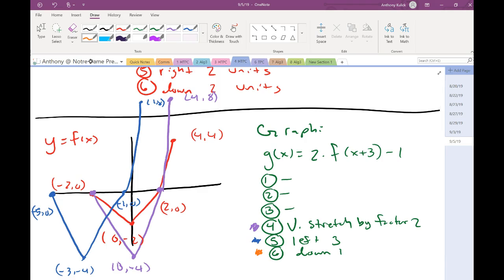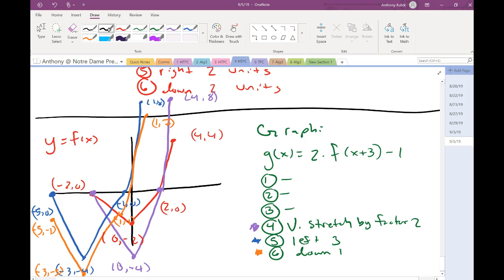Subtract 1 from the y's. So this becomes -5, -1. And then I have -3, -5. And then I have -1, -1. And then I have 1, 7. And then I have a big mess. Is everybody okay with what we did there?